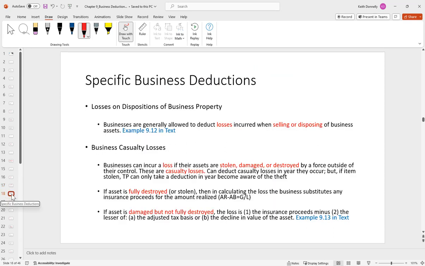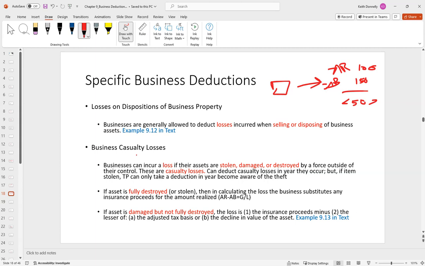A couple other things here. Losses on disposition of business property. So, hey, you sell something at a loss in a business. Maybe you have a machine in the business. You sell it. Your amount realized is $100. Your carrying value on it, an adjusted basis, is $150. You're at a loss there of $50. When you have losses on the sale of fixed assets, you can use those to offset your income in a business. It's just like an expense there.